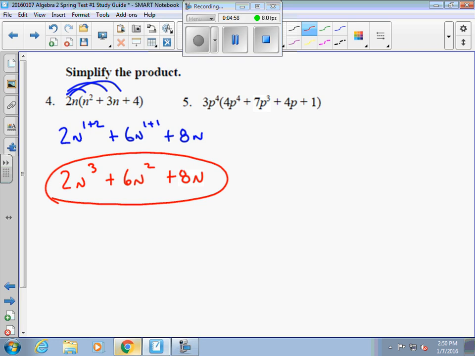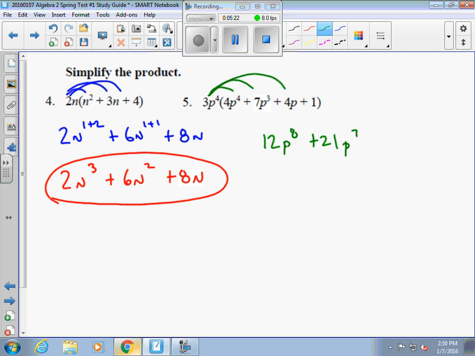The same thing for this one, 3p to the fourth times 4p to the fourth. 3 times 4 is 12p to the fourth plus 4 is p to the eighth. 3p to the fourth times 7p to the third. 3 times 7 is positive 21. P to the fourth times p to the third is p to the seventh.